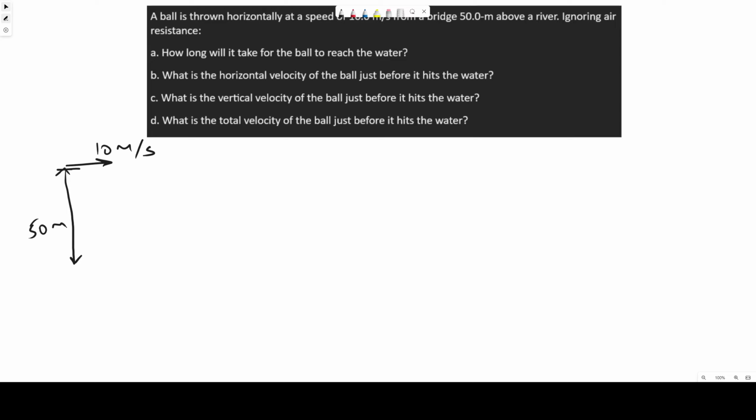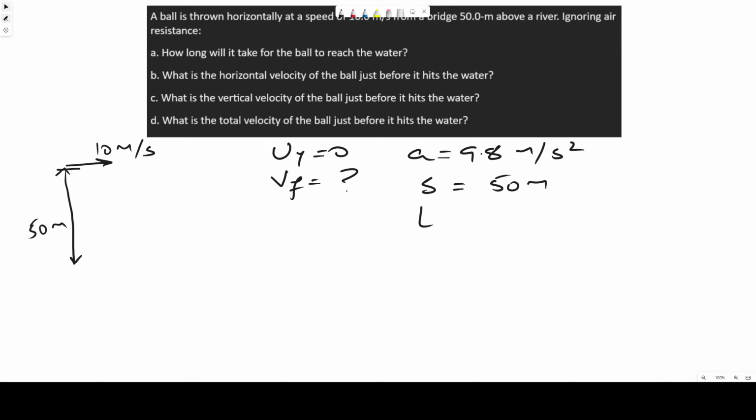So now we start with a vertical velocity of 0. We have to find the final, right? And we know acceleration is 9.8 meters per second squared. We know our distance is 50 meters. We found the time in the previous question, which was 3.2 seconds. So now all this is given to you. You are free to choose whichever equation of motion you want, but I'll just use the simple ones.